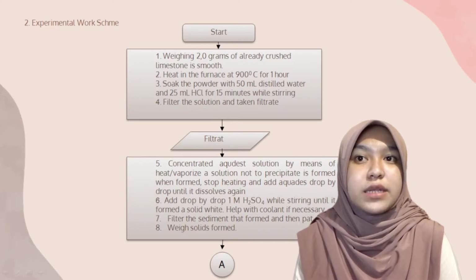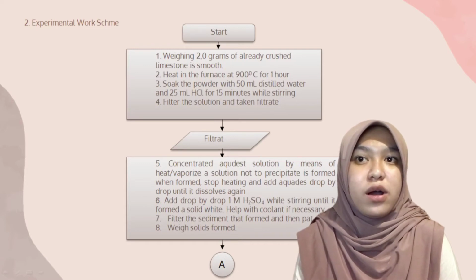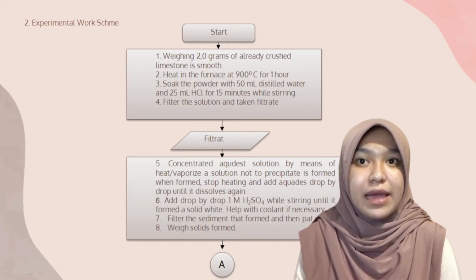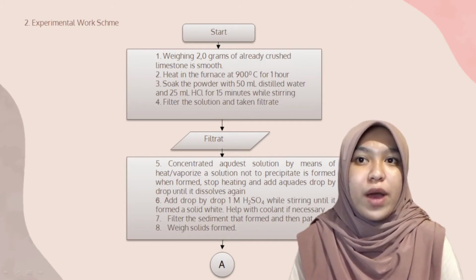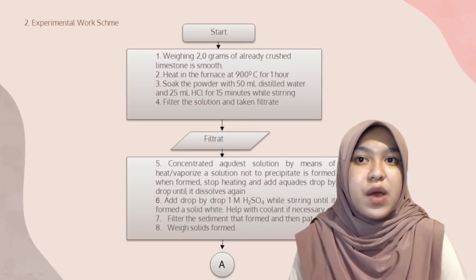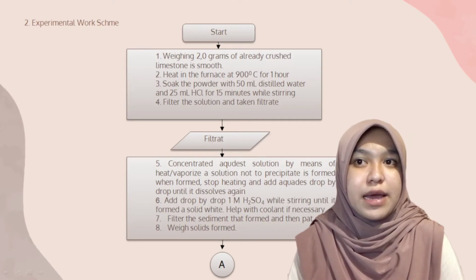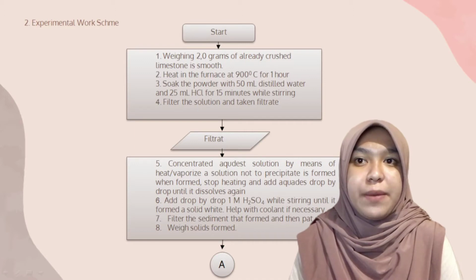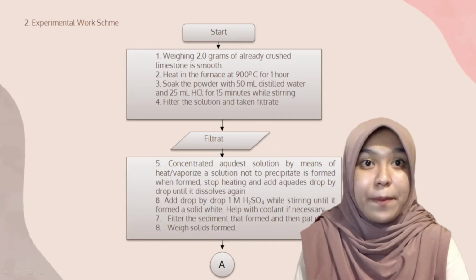Next, concentrate the aqueous solution by means of heat or evaporation until a precipitate is formed. When it forms, stop heating and add aqueous drop by drop until it dissolves again. Next, add drop by drop 1 molar H2SO4 while stirring until it forms a white solid. Help with coolant if necessary. Filter the sediment that formed, then pat dry and weigh the solid formed.